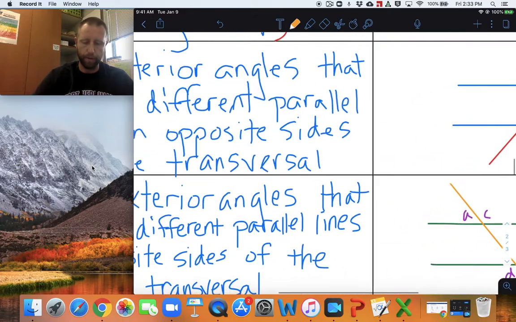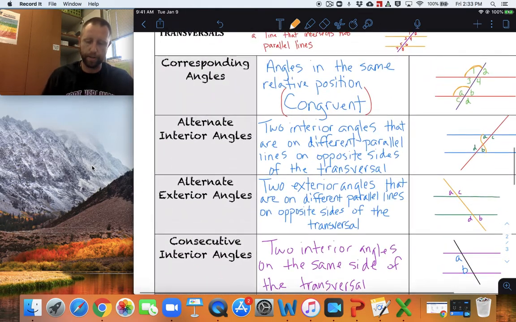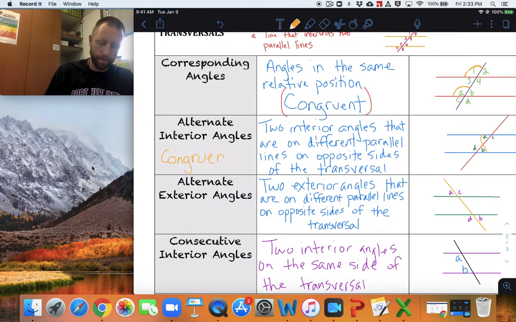Okay, and one important thing to note here is that I wrote it for corresponding angles. They are congruent. Alternate interior angles, those are also congruent, which means they are equal to each other. Okay, if I tell you angle A is 60 degrees, then you know angle B is also 60 degrees.